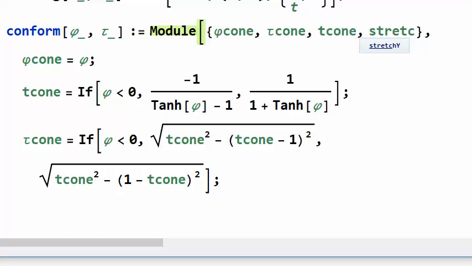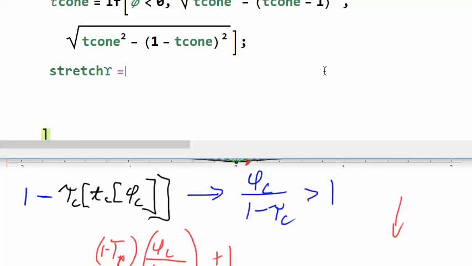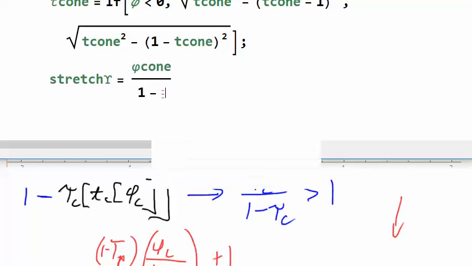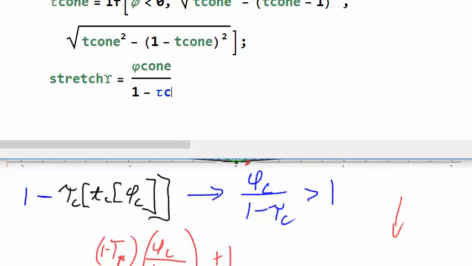Stretch. It's not going to be y. It's going to be escape cu, which almost looks like a y. Stretch y. And their stretching of the conformal time, and that's what that variable is supposed to represent, is going to be escape c phi cone divided by 1 minus tau cone.